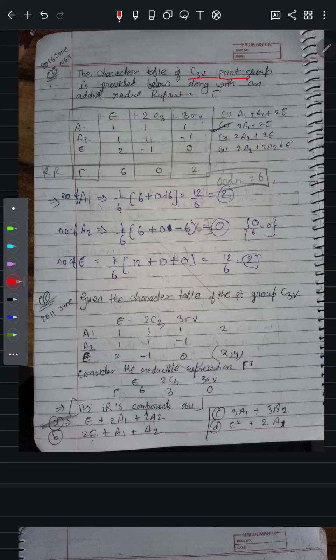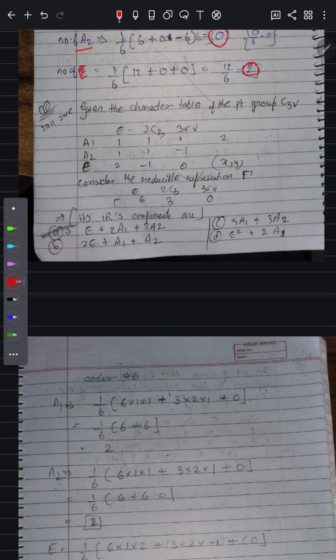Now if we add all these values, 6 into 1 into 1, 1 into 1, we will get 6, and anything multiplied by 0 will be 0, and again 2 into 3 into 1 is 6. So 2 will be the value for A1, 0 for A2, and for identity it will be 2. So the irreducible representation can be 2A1 and 2E. So this is the final answer.